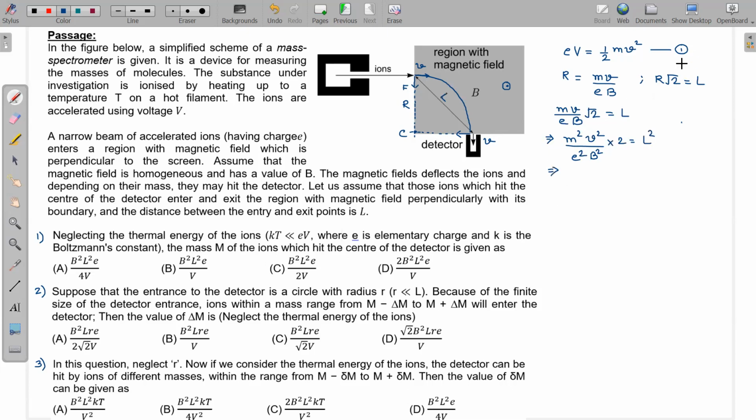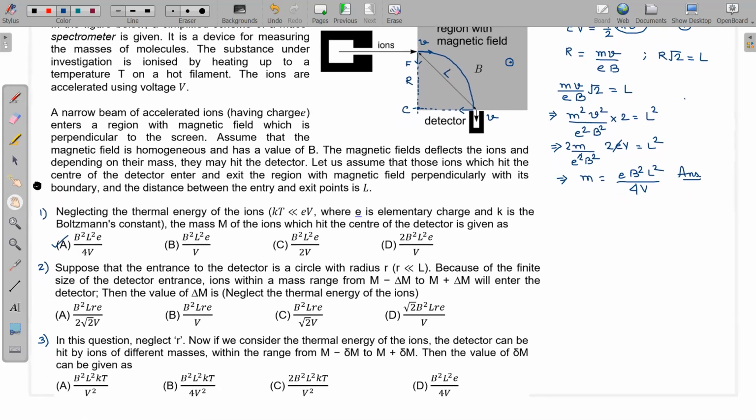From equation 1, I am replacing the value of mv square over here. So m square you can write as m, divided by e square into B square, and one factor of 2 is there, and the rest of the term mv square I can write as 2 times e into V. This will be equal to L square. From here you can write the value of m. One e gets cancelled out. So you will be left with e times B square L square divided by 4V. This must be the mass of the particle which will hit the center of the detector. So you can see that option A is correct.